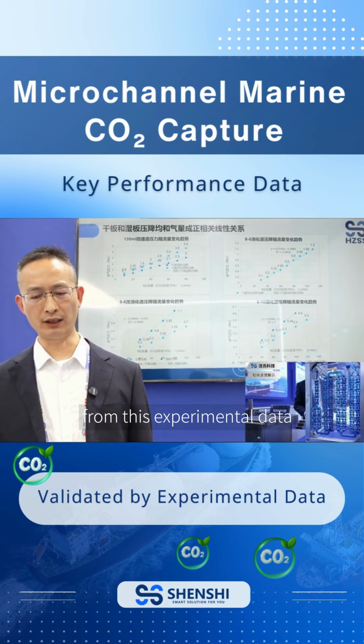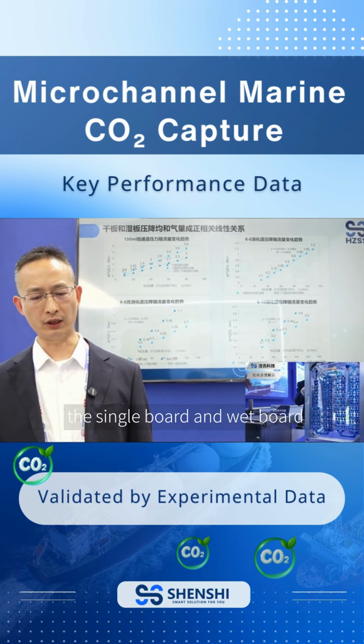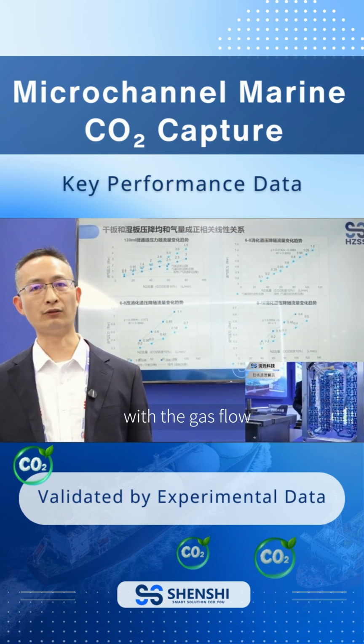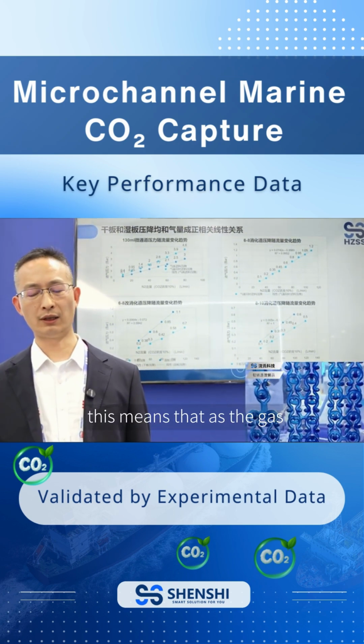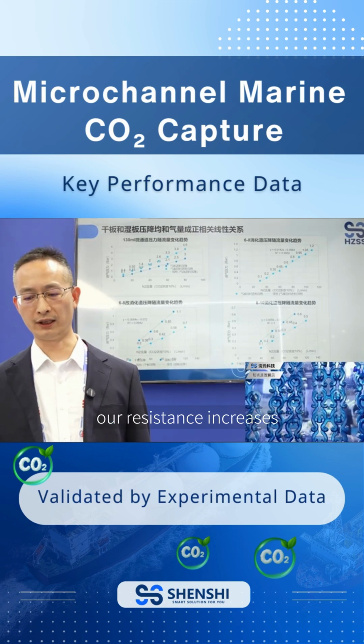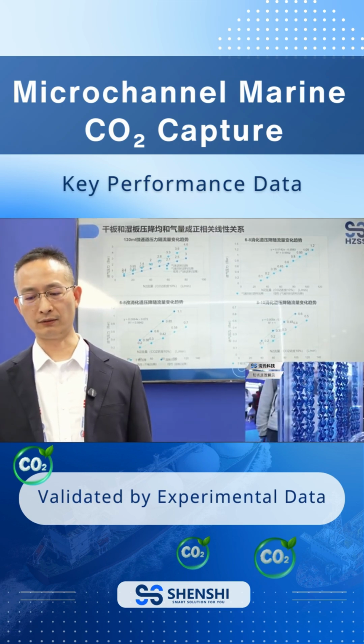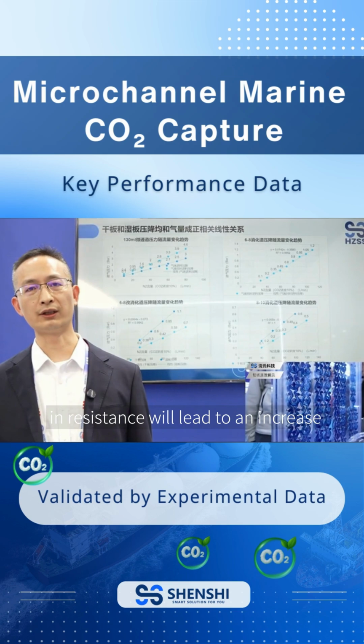From this experimental data, we can see that the single board and wet board pressure drops with the gas flow, and gas flow rate has a positive linear relationship. This means that as the gas volume increases, our resistance increases. The increase in resistance will lead to an increase in pressure drop.